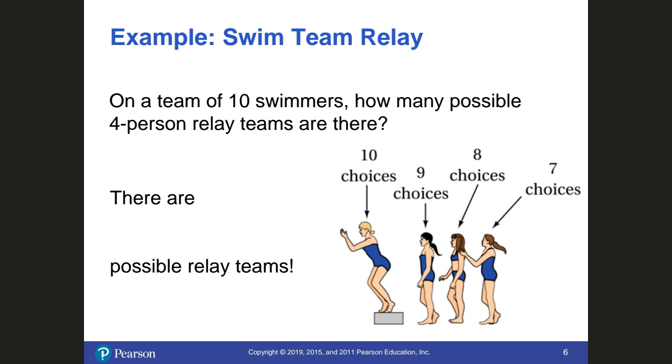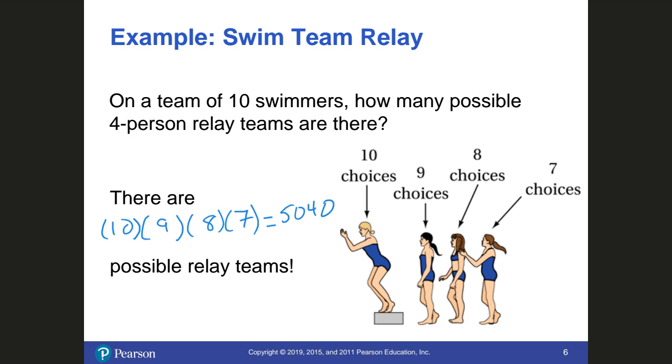You do it the exact same way. For the first choice, and it's even written right there, there are 10 choices. And then for the second place, there are 9 choices, and then 8 choices, and then 7 choices, and we stop, because this is all 1, 2, 3, 4 possible people to be on the relay team. So there are 10 times 9 times 8 times 7, or 5,040 possible relay teams.